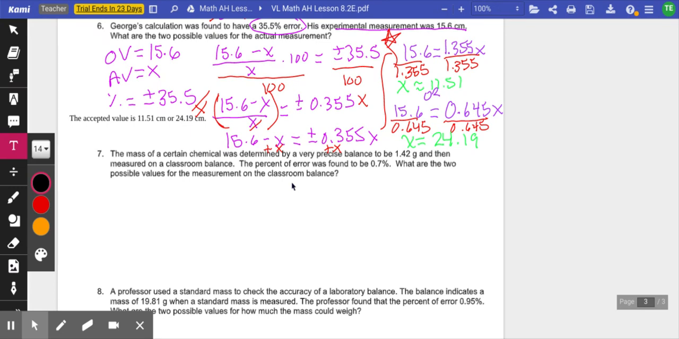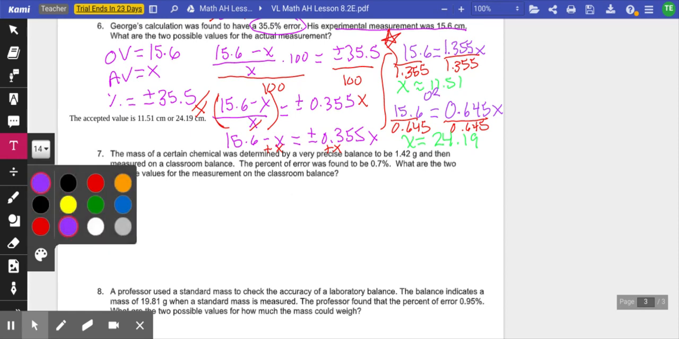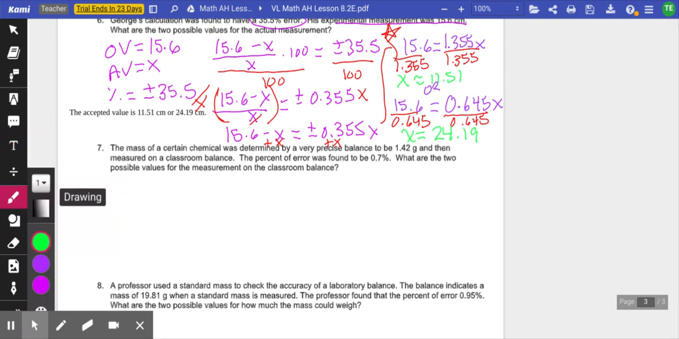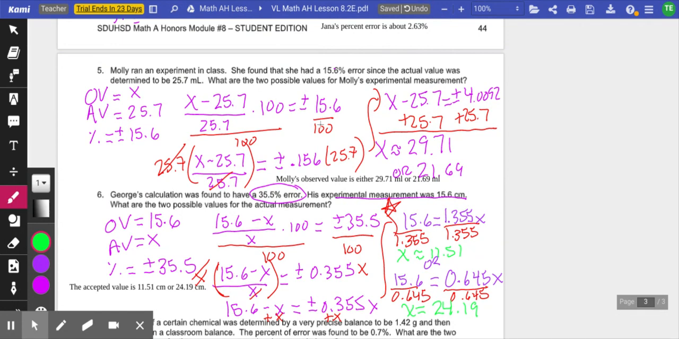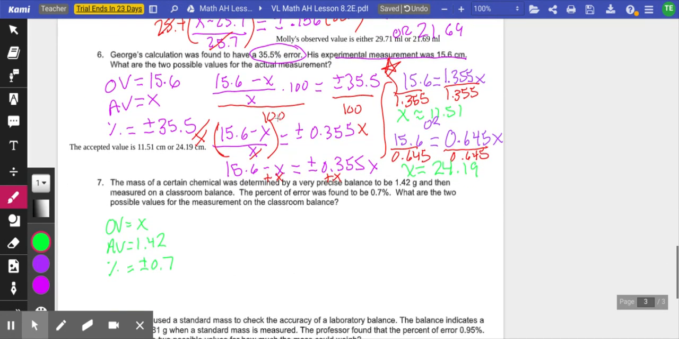So I write out my stuff again. Observed value. Accepted value. Percent error. I'm looking for the observed value. I have the accepted value, that's the precise one, 1.42. And my percent is plus or minus 0.7. Okay, so this one was the medium problem. It's kind of like number 5. So I want you to look at number 5, study it, try number 7, and then check the video again.